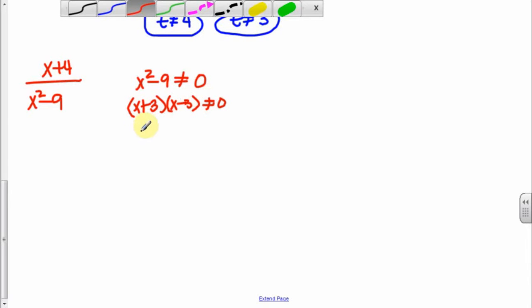And you would set each one of those equal to 0 using your zero product property that you learned in 098. And solve. So you'll get that x cannot equal negative 3 and x cannot equal positive 3.